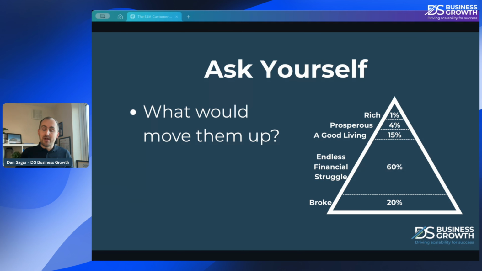And this isn't you at the minute. What in general would move them up? Having more free time, having more leads, having more customers, having better staff, being more streamlined. What is it that would move that business from 60 to 15 or 20 to 60, or wherever they are? What would move them up?